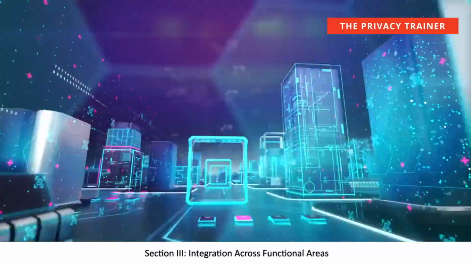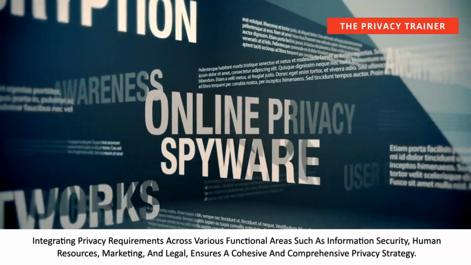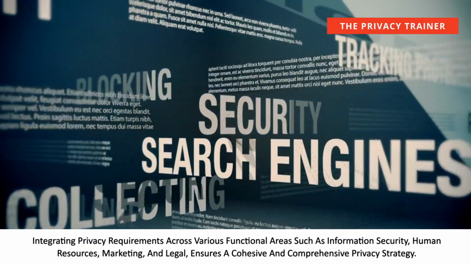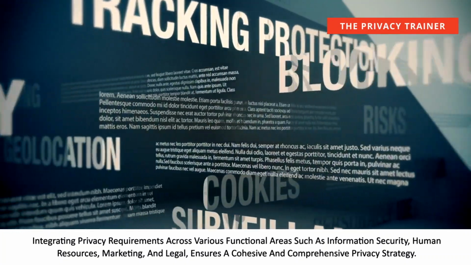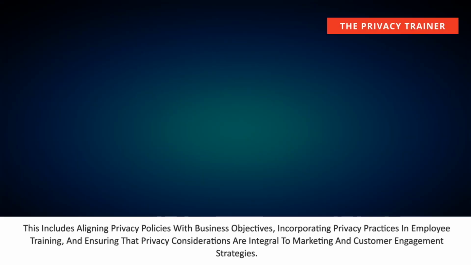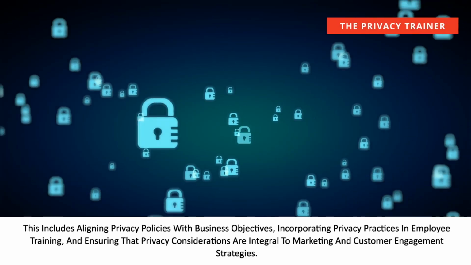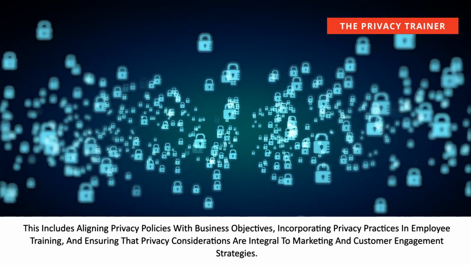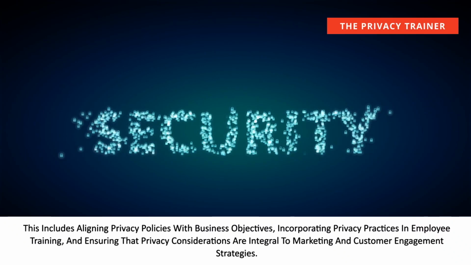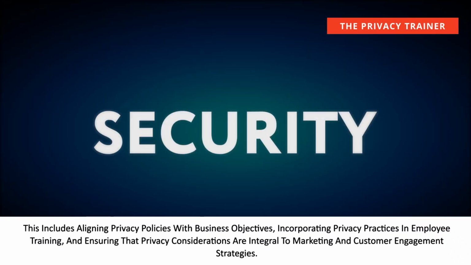Section 3. Integration across functional areas. Integrating privacy requirements across various functional areas such as information security, human resources, marketing, and legal ensures a cohesive and comprehensive privacy strategy. This includes aligning privacy policies with business objectives, incorporating privacy practices in employee training, and ensuring that privacy considerations are integral to marketing and customer engagement strategies.